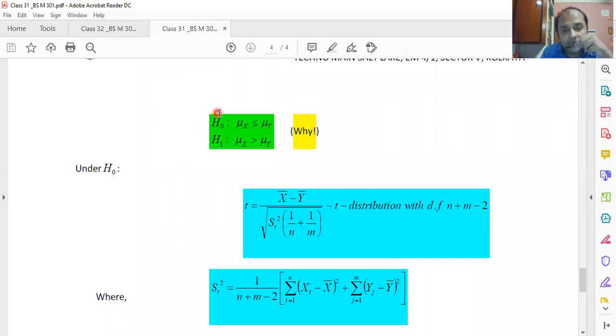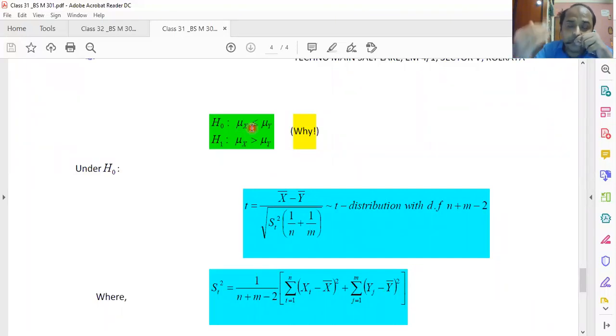In the null hypothesis, I have written, instead of mu x equals mu y, what do we mean by mu x equals mu y? Mu represents mean. So mu x represents the mean corresponding to the random variable x, and mu y represents the mean corresponding to the random variable y. So when we write that mu x equals mu y, that means there is no significant difference between the mean effects of the medicines on the patients.